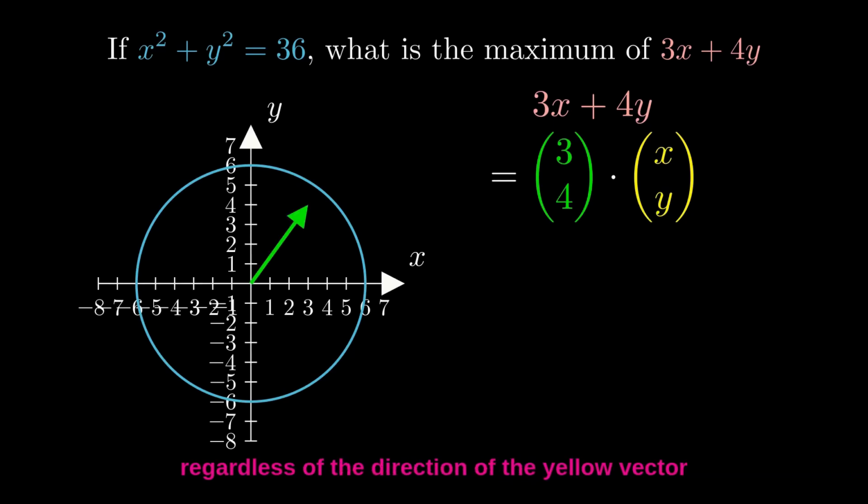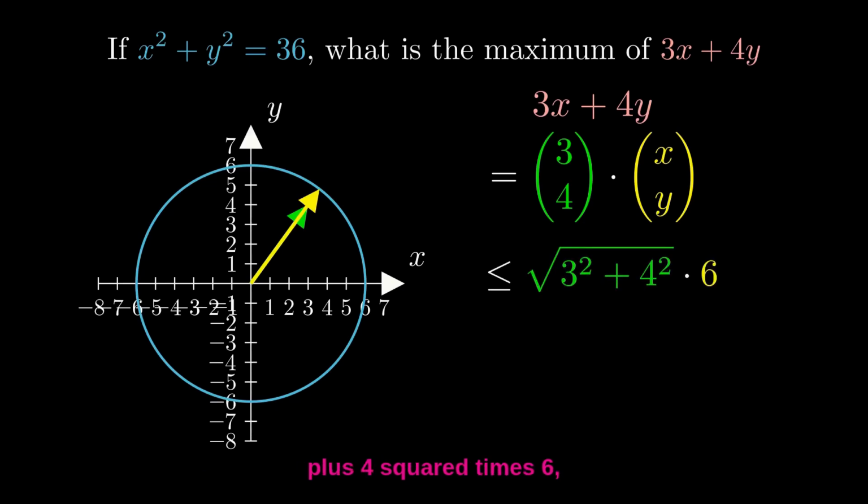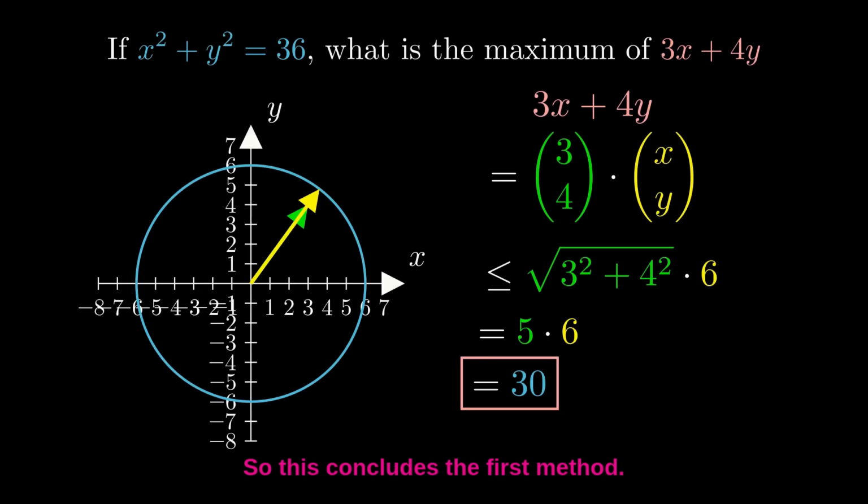As you can see, regardless of the direction of the yellow vector, the vector (x, y), the relationship is still valid. And as we may know, the maximum of the dot product occurs when both vectors are parallel to each other and in the same direction. In this case, the maximum value will be the product of the lengths of both vectors, which is the square root of 3 squared plus 4 squared, times 6, which is 5 times 6, which is 30. So this concludes the first method.